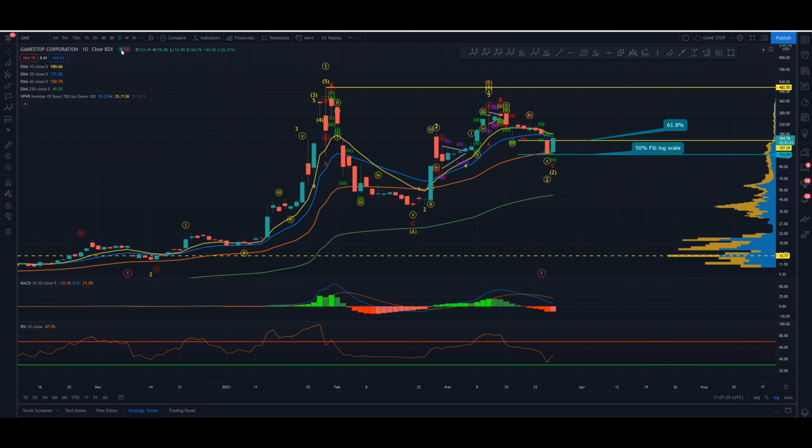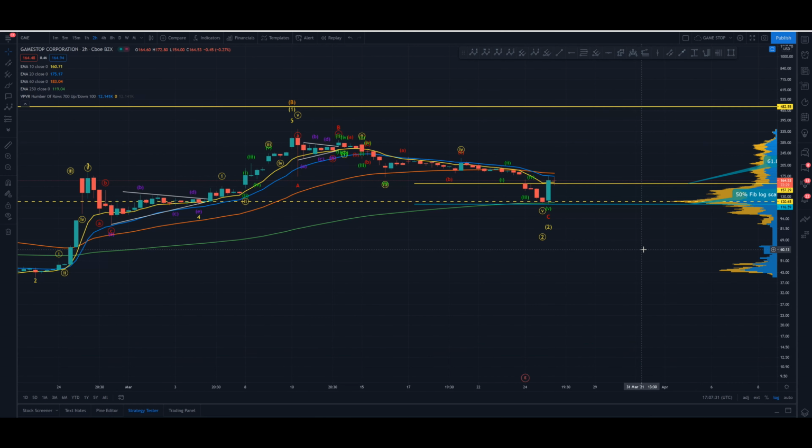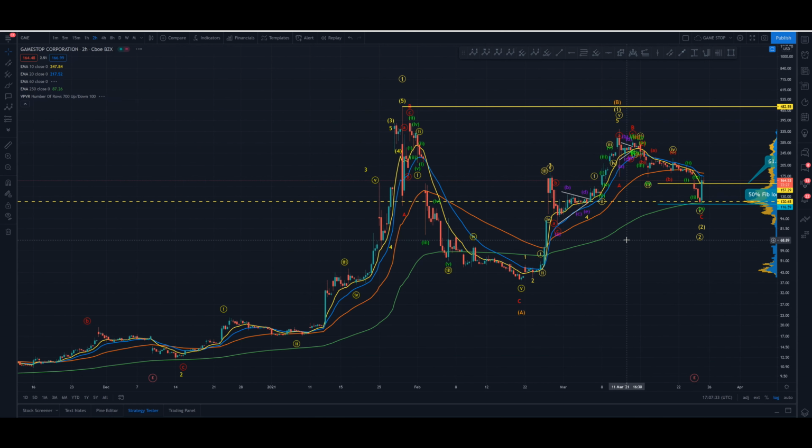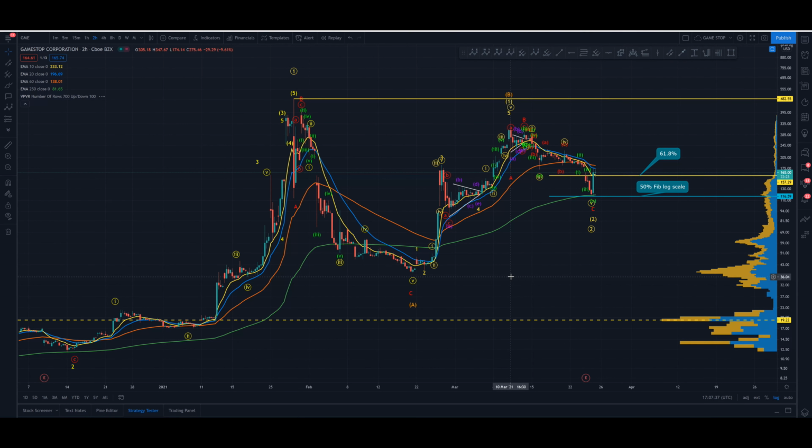So right then, let's come down to the 2 hour, shall we, and see what we can see here. Full screen the chart. Right, so I'm still suggesting that there's two counts that I'm looking at here on the larger time frame.